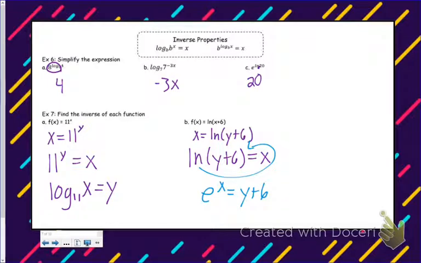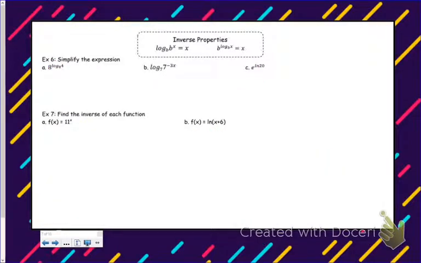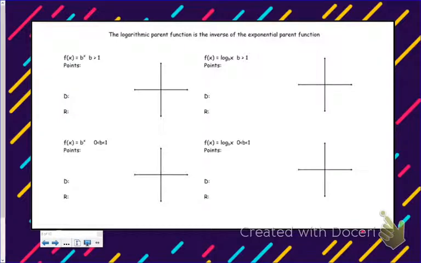So just keep that in mind. All right, so again here, last step would just be to subtract 6. So the inverse would be e to the x minus 6. All right, so the last thing we're going to look at, because these functions are inverses, that means the graphs are going to be inverses of each other.